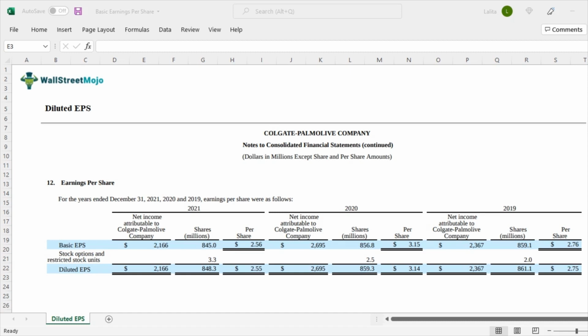If you are new to the basic EPS or the earnings per share overall concept, then please refer to our video earlier which we have made as a comprehensive video discussing all of these concepts. But let's assume that you know what basic EPS is, and let's see how the calculation goes. This is the net income 2166 and the total number of shares outstanding is 845, so what we get is 2.56.